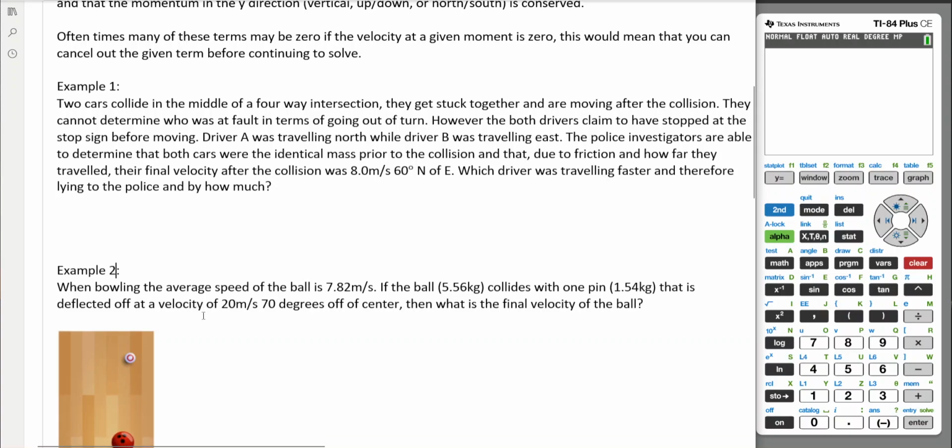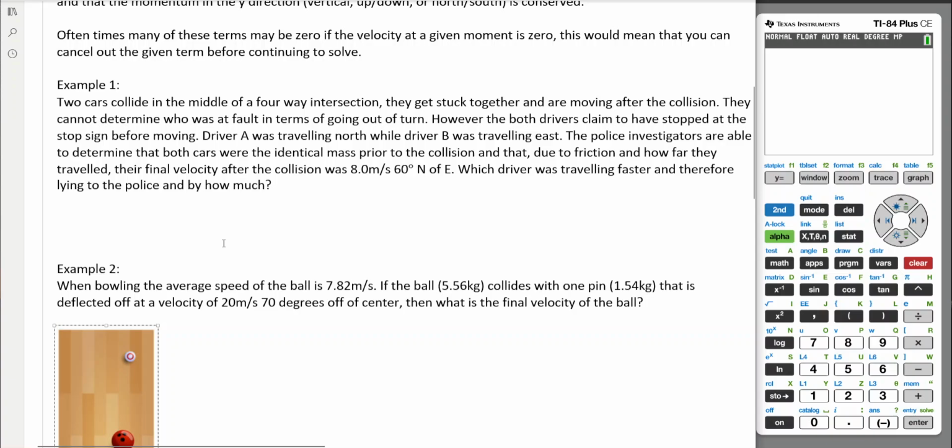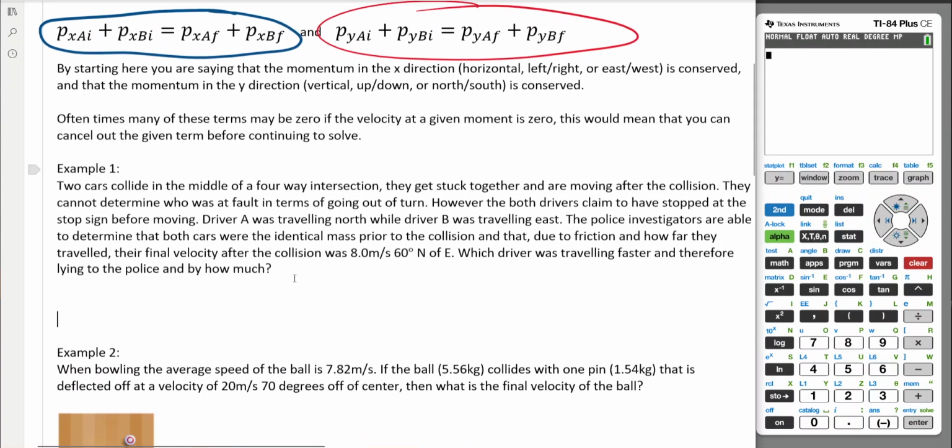Also, I'm looking at it, and I don't have the numbers correctly, so I hope this one's ready to go.